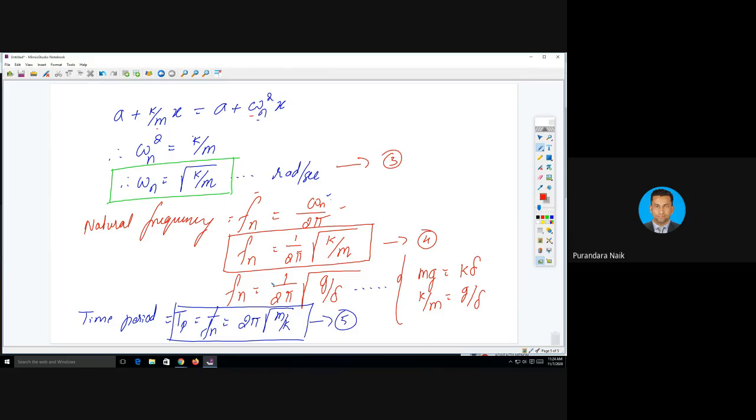Time period is equal to 1 by Fn, the reciprocal of the Fn equation. It is 2 pi into the square root of m by k. That is the fifth equation. Is it okay?